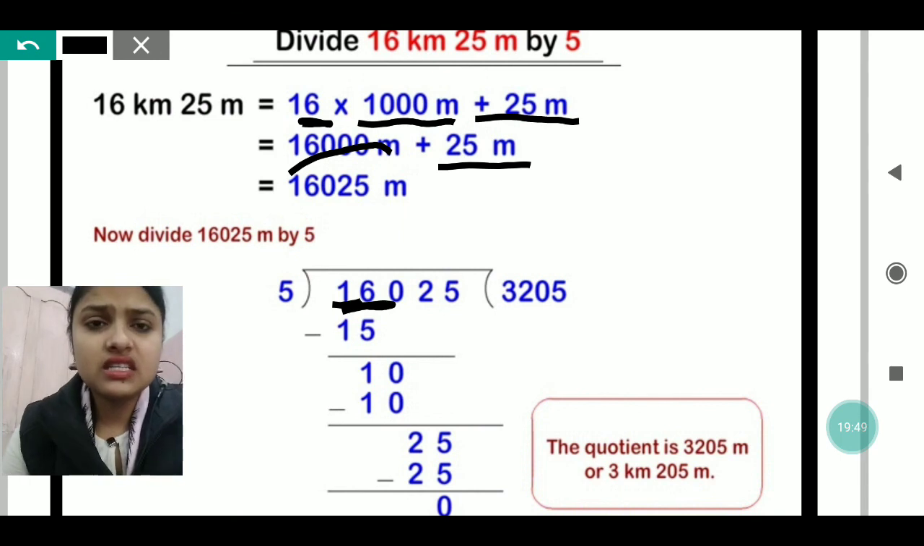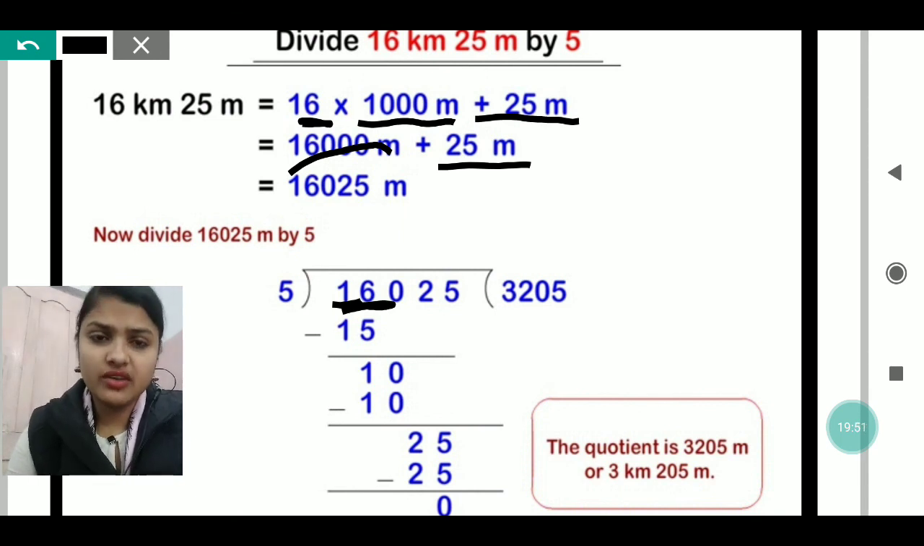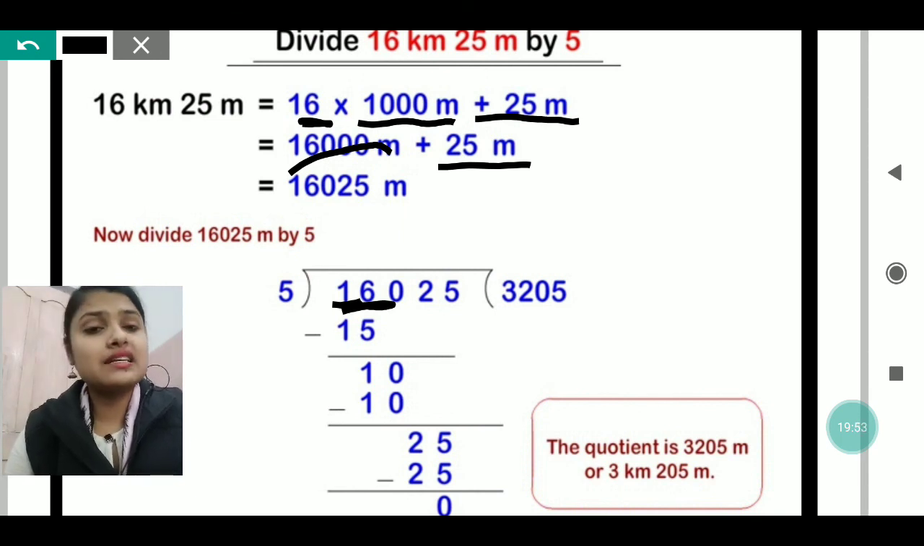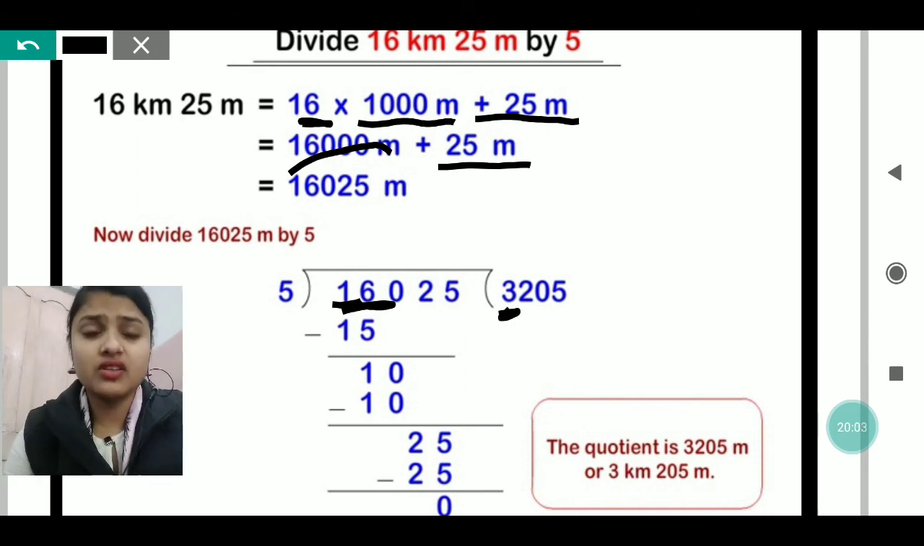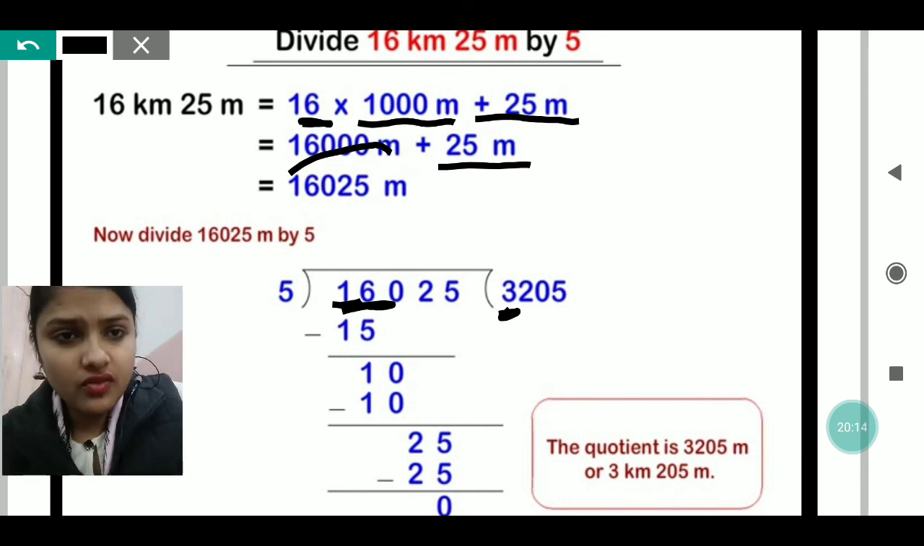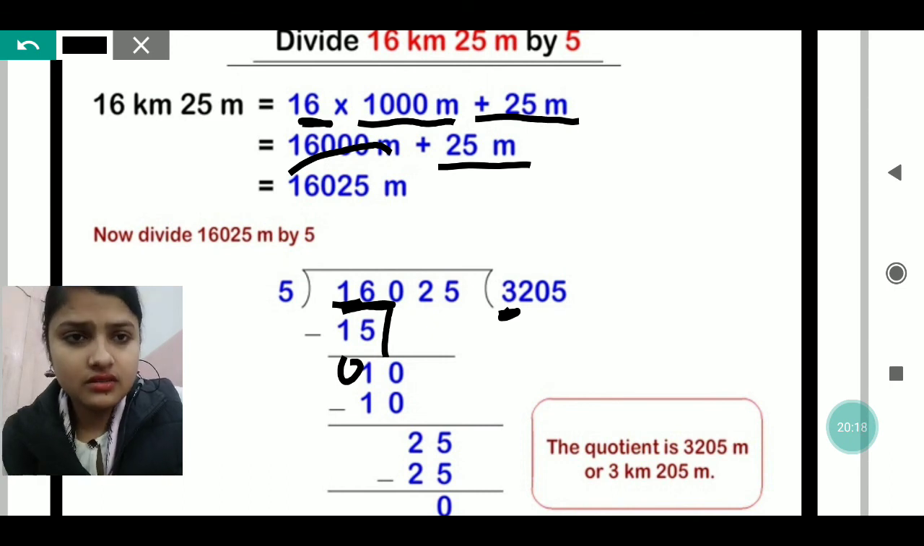Is 16 divisible by 5? Yes, it is, but not exactly 16. Less than 16 we are getting in the 5 table, that is 15. So we will write 15 just below 16, and we will write 3 in the quotient column. 15 is 3 times the table of 5. Then we will subtract. 6 minus 5 we will get 1, and 1 minus 1 we will get 0.